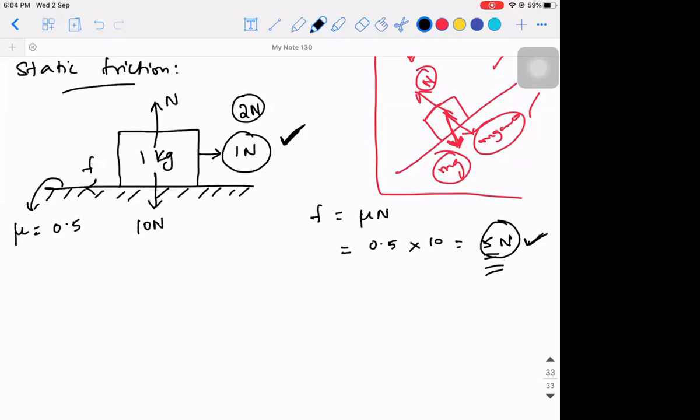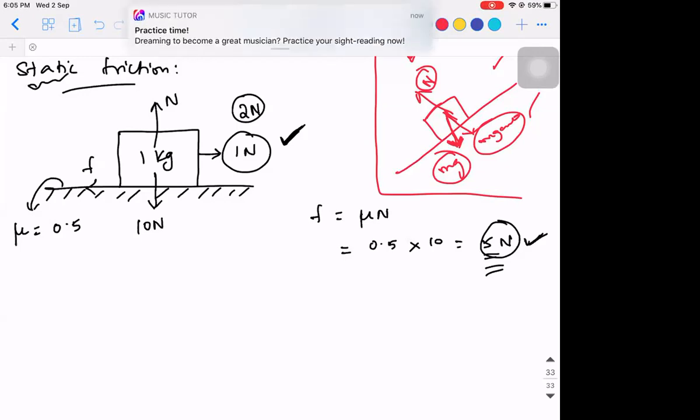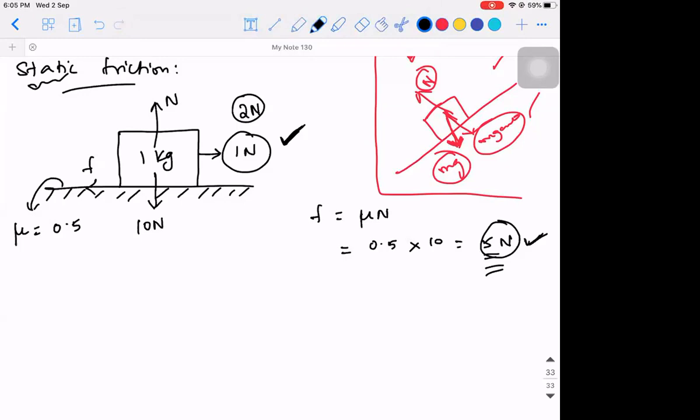It is at rest. So, yesterday I told you, static means rest. So, static friction means what? The frictional force that comes into play when the object is not moving.